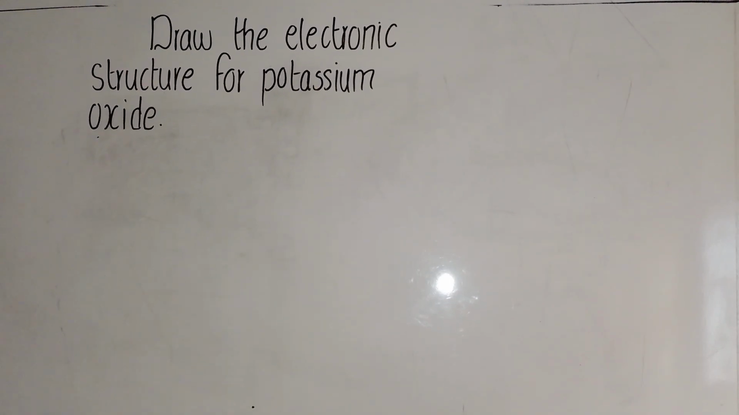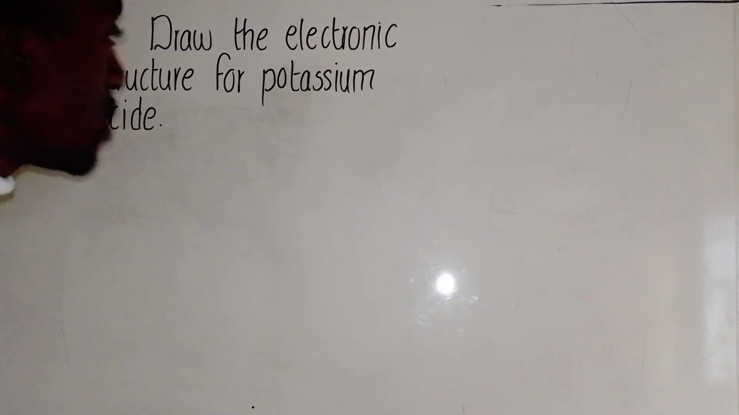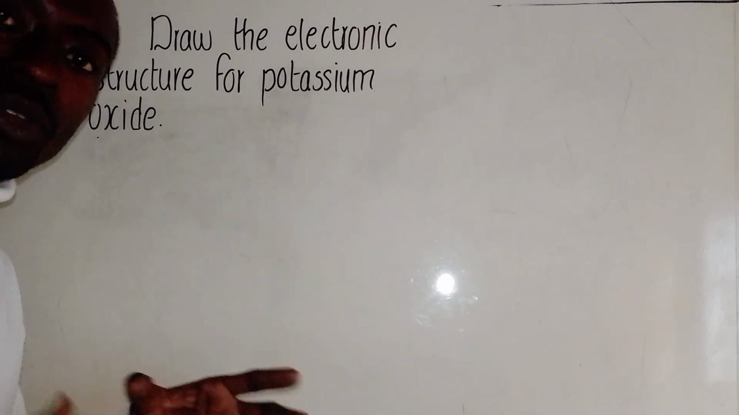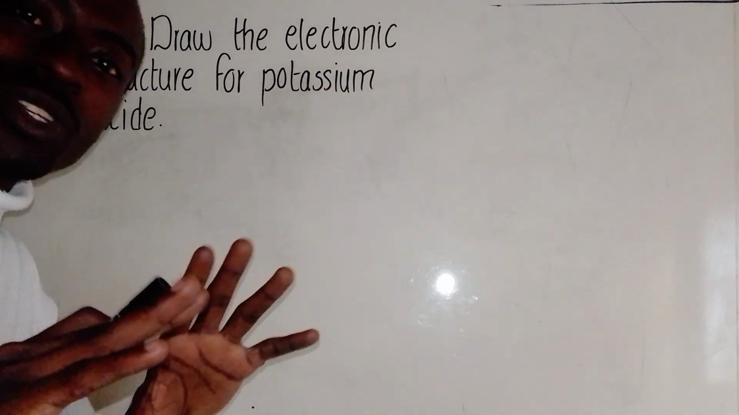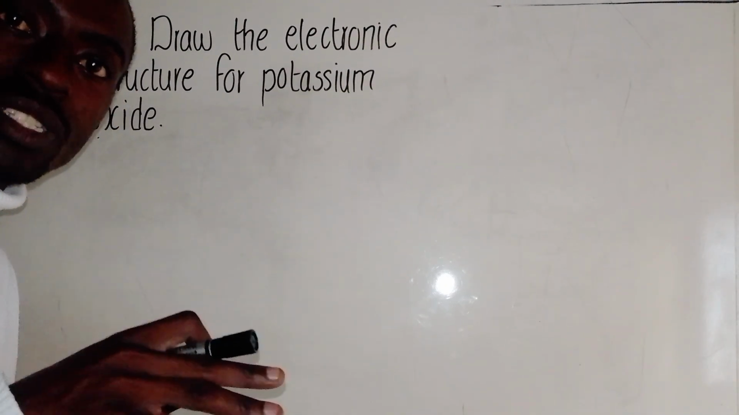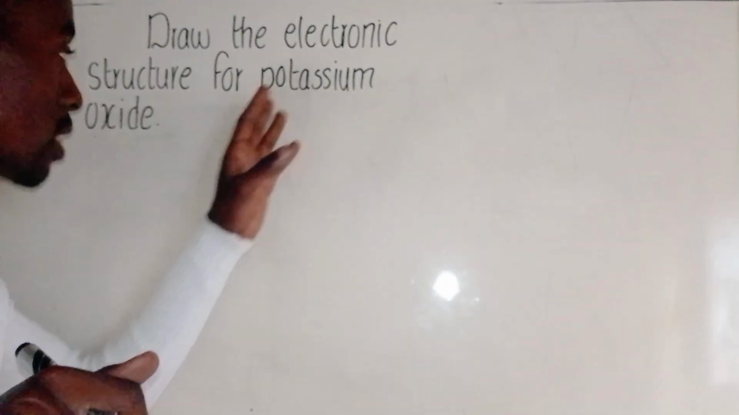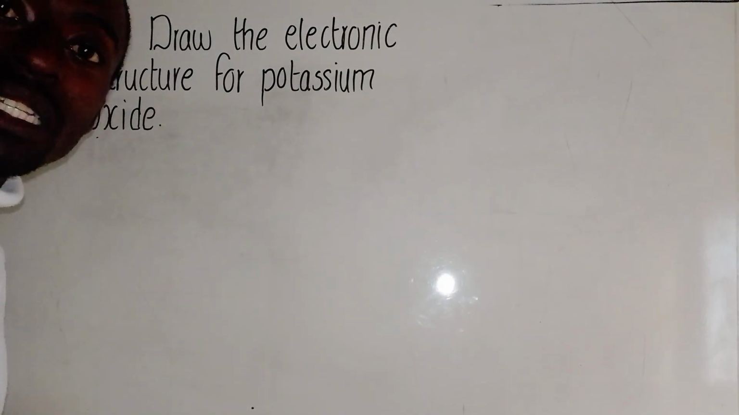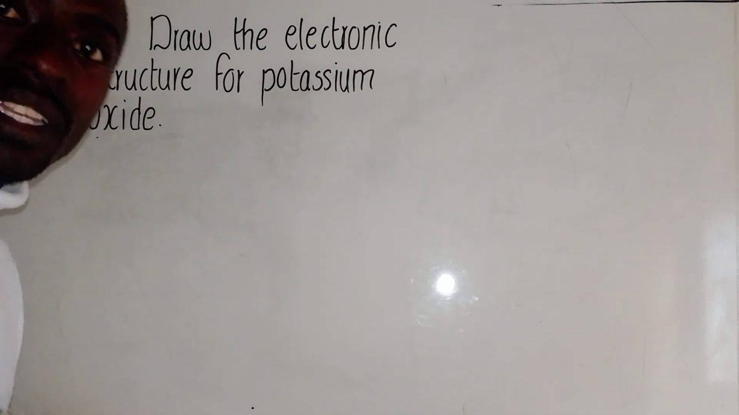Okay, so we have a chemistry question that says draw the electronic structure for potassium oxide. Now you must understand that when they say electronic configuration, this is the setting or the distribution of electrons in their shells. When we say potassium oxide, it's just a chemical substance which falls under ionic bonding. Ionic bonding involves the transferring of electrons.